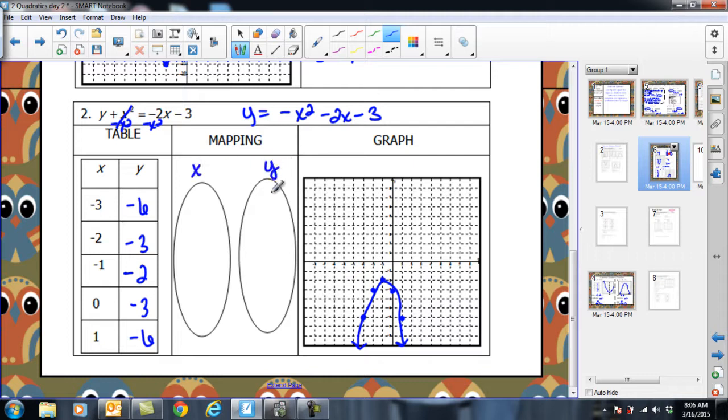X's go here, Y's go here, and we list them in order least to greatest. So my X's, -3, -2, -1, 0, and 1. And then my Y values, the smallest one was -6, then -3, then -2, and then we don't repeat anything, so these don't have to get written again. And now we map. So the -3 goes with the -6, -2 goes with -3, -1 goes with -2, 0 goes with -3, and 1 goes with -6. So you have now mapped these X's go with these Y's.